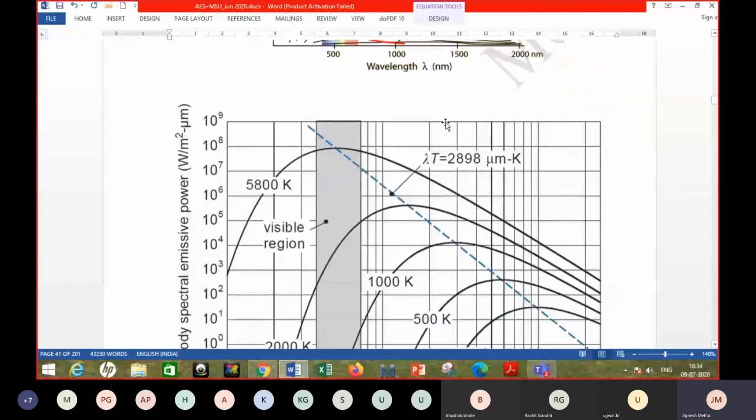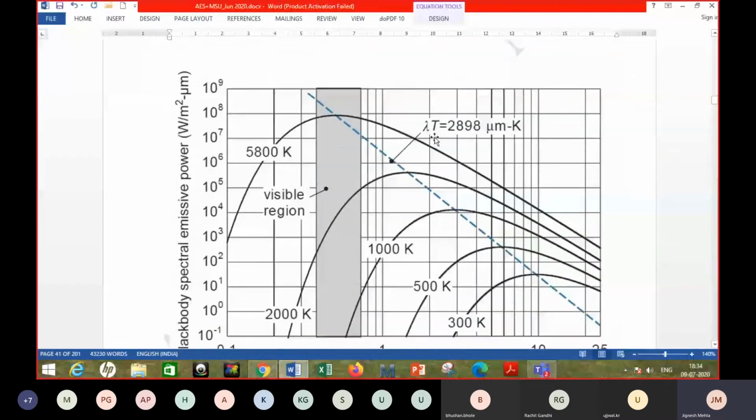And this lambda into T is Wien's displacement law. It connects all the peaks at different temperatures, and that's a constant at 2898 micrometer Kelvin. What would it give you? Once you fix the temperature, it would give you the wavelength lambda at which the maximum or the peak radiation will occur at a particular temperature.